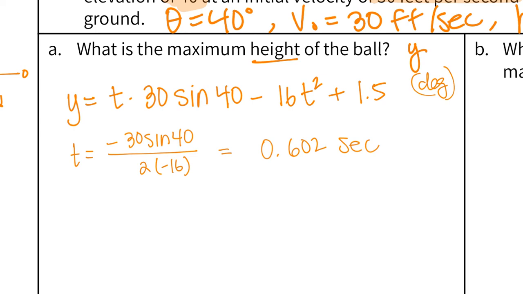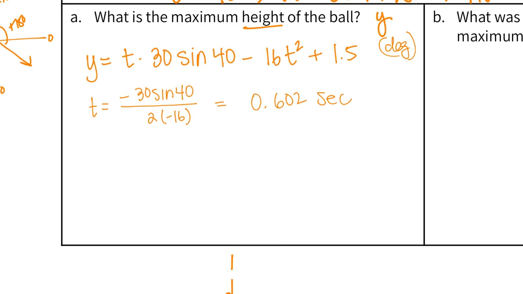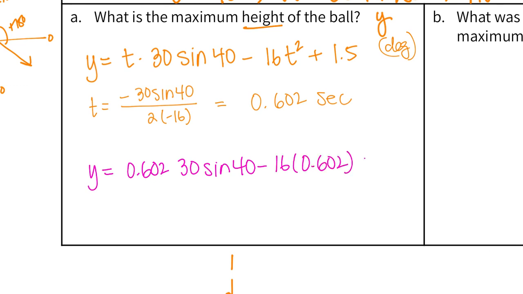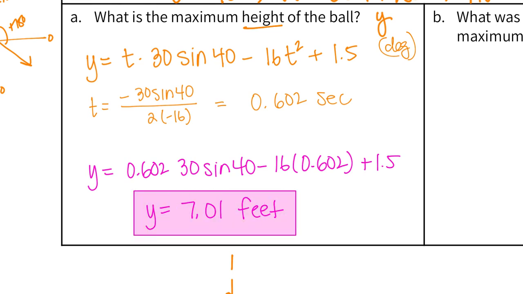That's not what they're asking us for, though. They're asking us the maximum height. What we found is how long it takes to get to the maximum height. But now, to actually find the max height, plug in 0.602 anytime you see t. Okay, so typing this in, I get 7.01 feet. So that's the maximum. It only went 7 feet in the air.